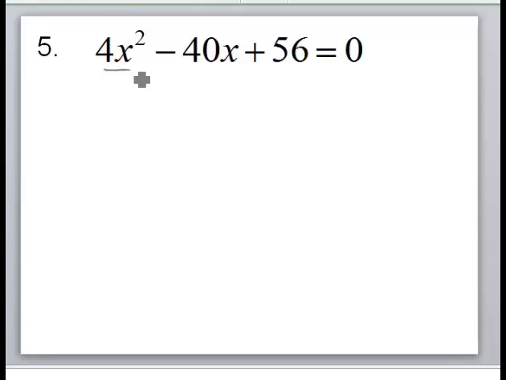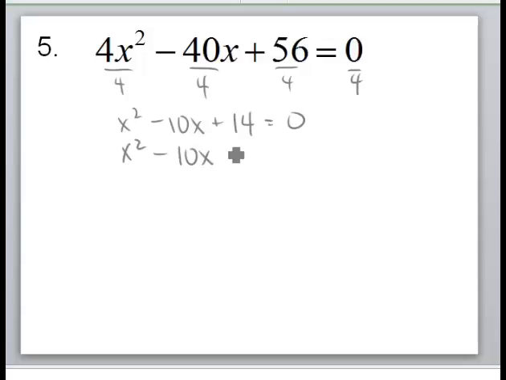In this next example, I have a 4 as my coefficient, so I'm going to divide everything by 4. So I end up getting x squared minus 10x plus 14 equals 0. Keep my x's on one side. Move my constant to the other, so it'd be a negative 14.